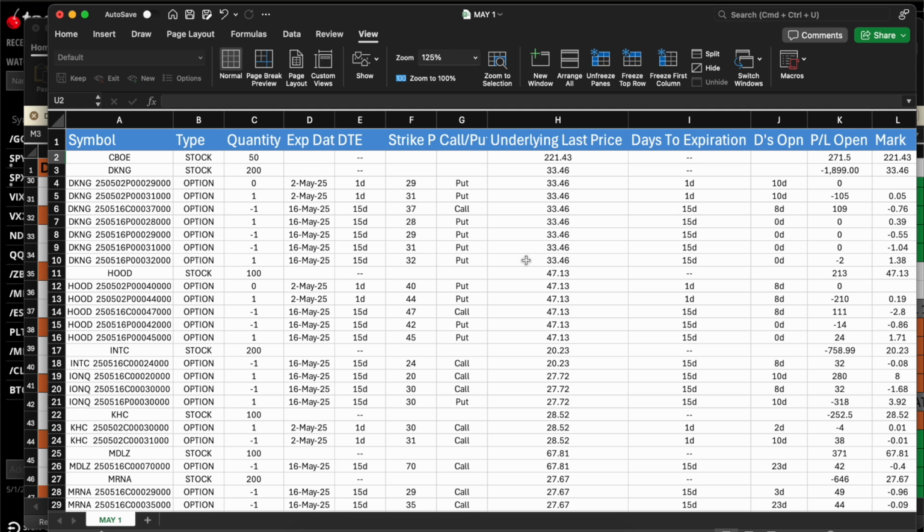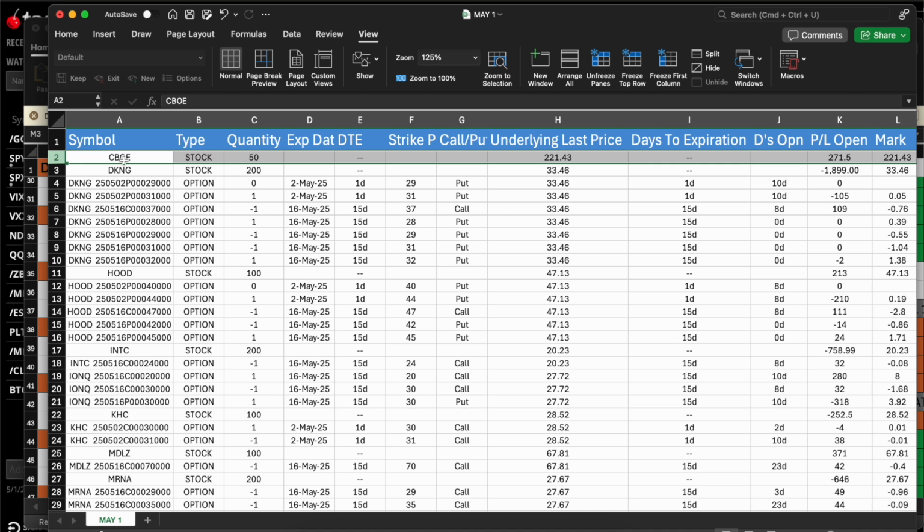So if we take a look at something, let's go to row 2, and note that I have highlighted CBOE. I have 50 shares of that stock. Last price, or at least as far as the spreadsheet is concerned, was $221.43 a share. Okay, now let's say we have a portfolio.